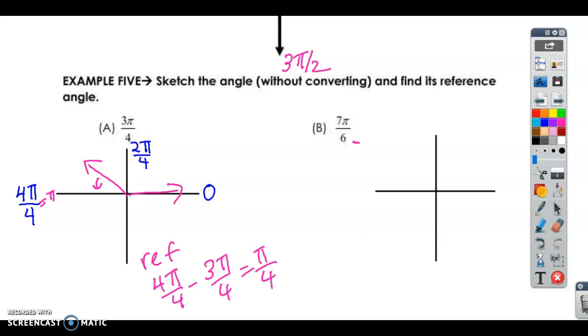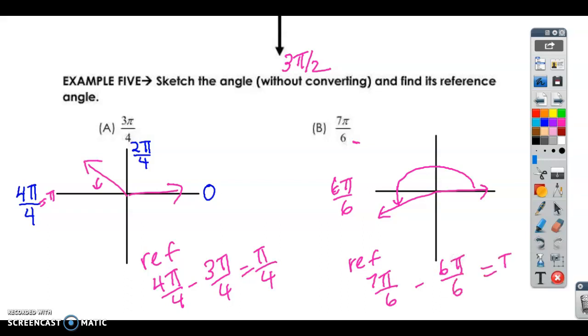Now we're counting in sixths, so pi is equal to 6 pi over 6. If I'm sketching 7 pi over 6, we're going past that, right? One more sixth. This is 6 pi over 6. There you have 7 pi over 6. So the reference angle, how far it is from the x-axis, is 7 pi over 6 minus 6 pi over 6. So you get pi over 6.